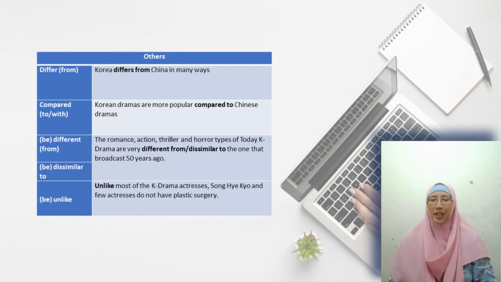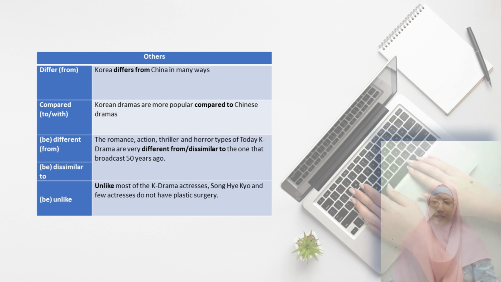We go on with another example of contrast signal words. We have differ from, compared to or compared with, different from, dissimilar to, and unlike. Here are the sentences.